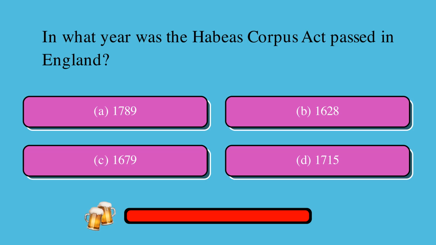In what year was the Habeas Corpus Act passed in England? Is it A. 1789, B. 1628, C. 1679, or D. 1715? The correct answer is C. 1679.